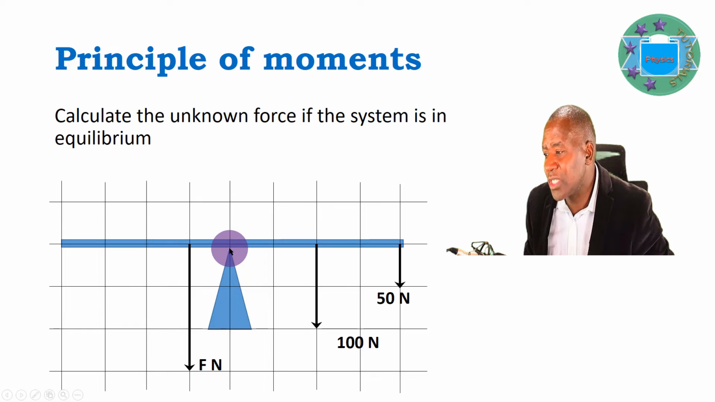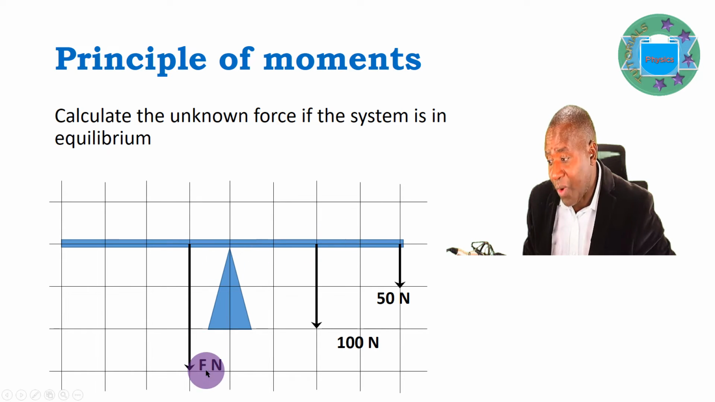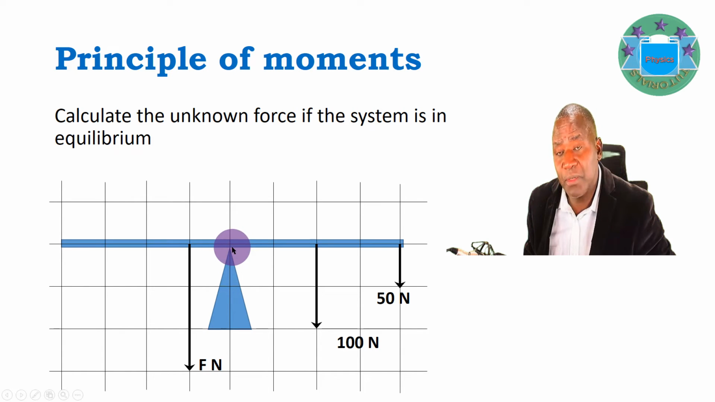What are the forces acting on this seesaw, on this plank? Number one, there is this F newtons vertically downwards at a distance of 1 meter from the pivot or from the point of support.